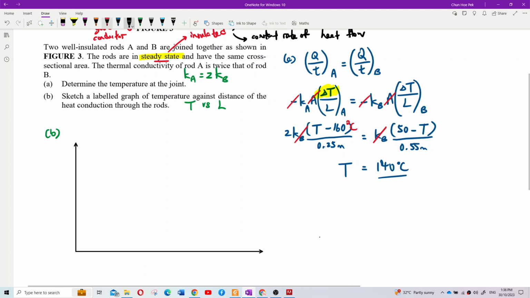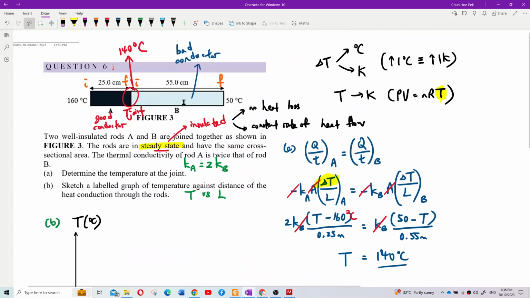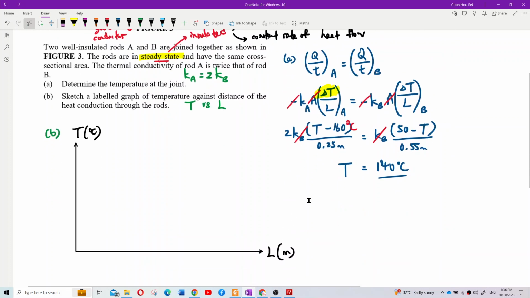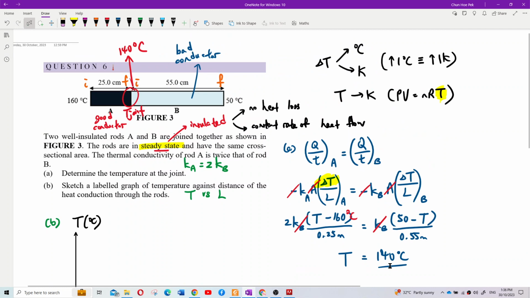Okay, so this is the temperature, degrees Celsius. You must have the unit, class. And then L is in meters. But if you want to maintain, never mind. Yeah, put in meters.